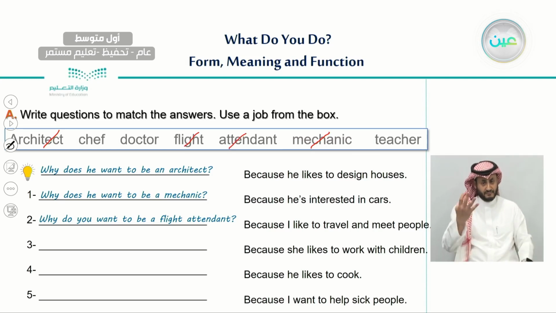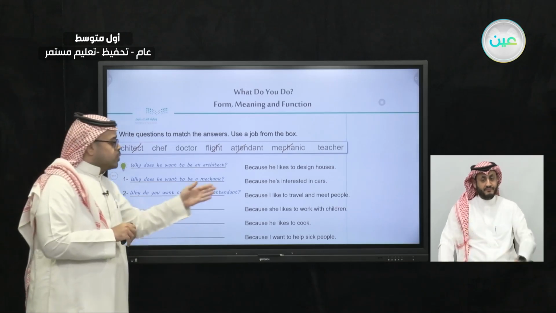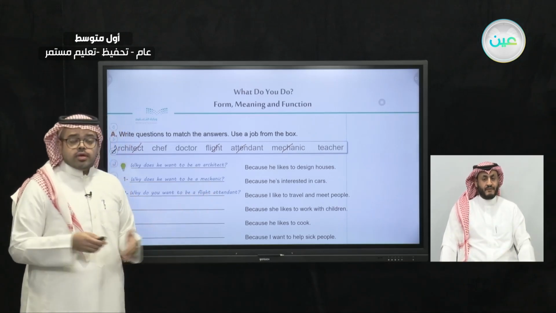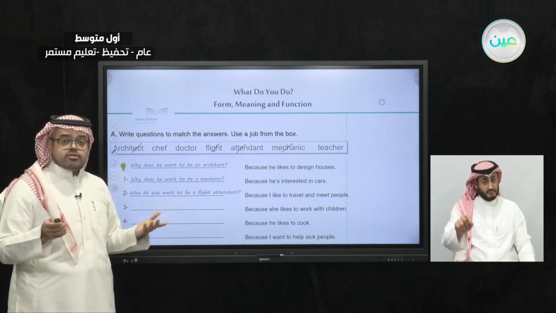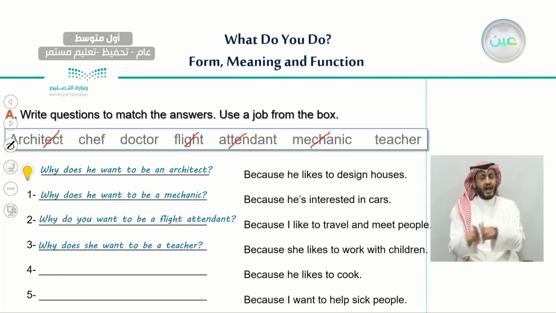Now let's move on to the next one. Because she likes to work with children. What kind of remaining job, chef, doctor, and teacher, has the activity of working with children? What do you think? Very good. Yes, it is a teacher. Since we're talking about she, the question will be, why does she want to be a teacher? So here we're going to cross out teacher.